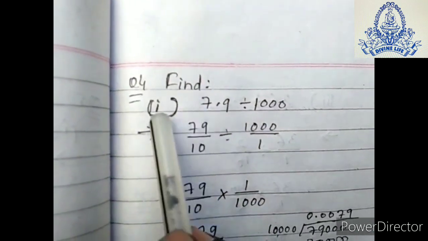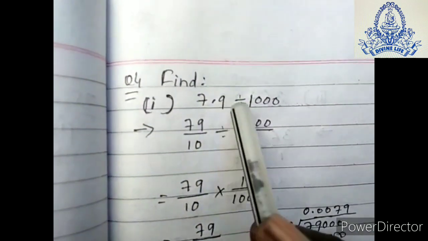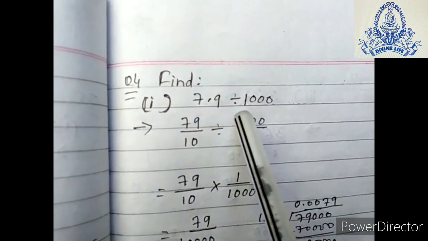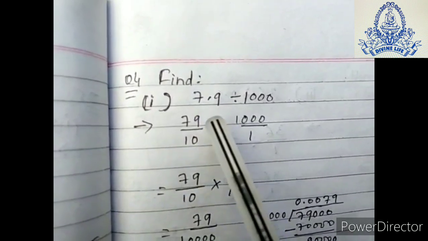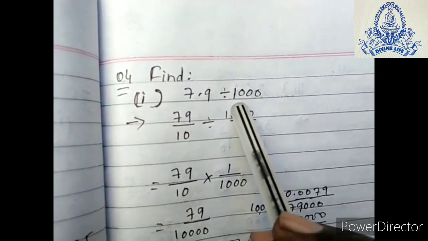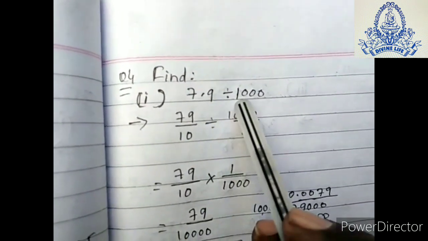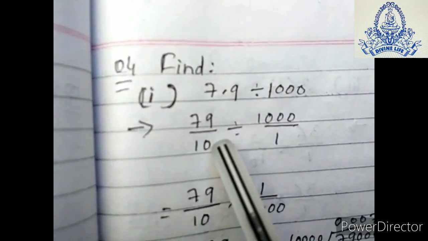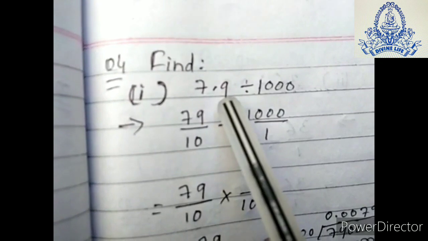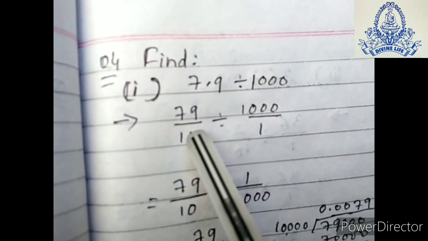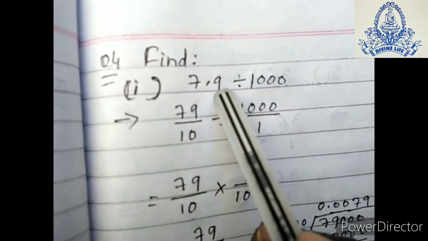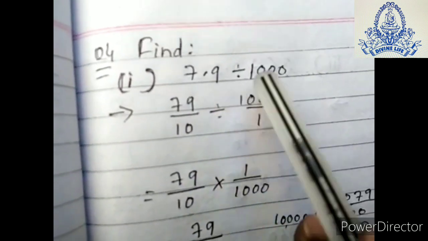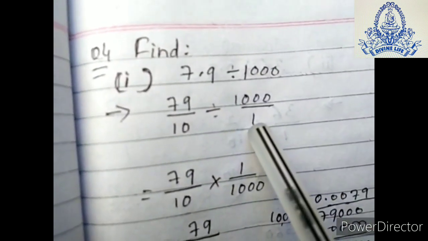Question number 4, find, same as the first question, 7.9 divided by 1000. We have already divided a decimal number by 10 and 100. Now we will move to 1000. 7.9 divided by 1000. 7.9 will be converted into 79 upon 10, because after the decimal point there is one digit, so we will take a 1 and 0. So 7.9 is converted into 79 upon 10 divided by 1000 upon 1.